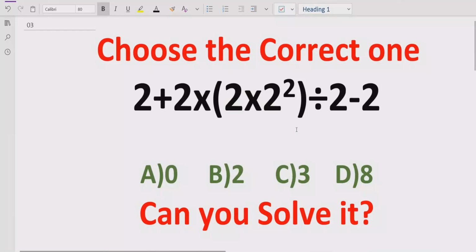Today we will solve another quiz which is related to arithmetic expression. The quiz contains the basic operations: plus, multiplication and division. So we have to solve this quiz using the PEMDAS and BODMAS method and find out the correct answer. In the answer list we have four answers: A is 0, B is 2, C is 3 and D is 8. So let's see after solving it which answer is correct.